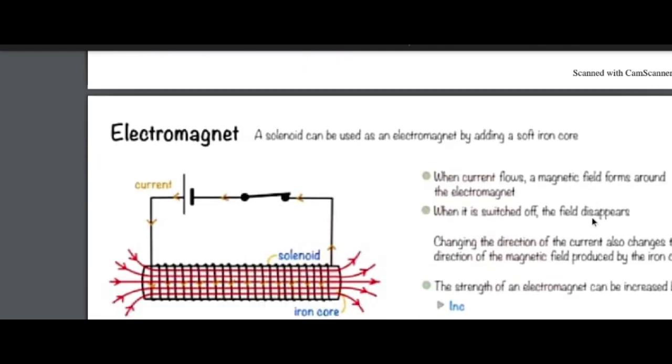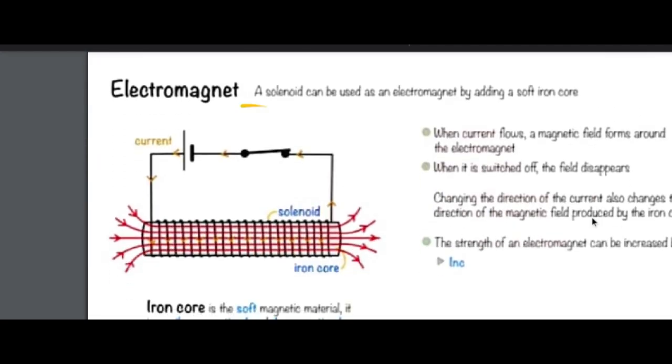So here are the next points in which a solenoid can be used as an electromagnet by adding a soft iron core. When current flows, a magnetic field forms around the electromagnet. When we place a soft iron core inside the solenoid, that soft iron core will become a magnet. It will magnetize when switched on, and demagnetize when switched off. Okay.